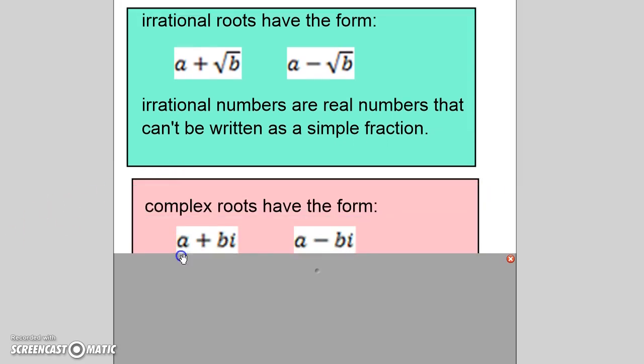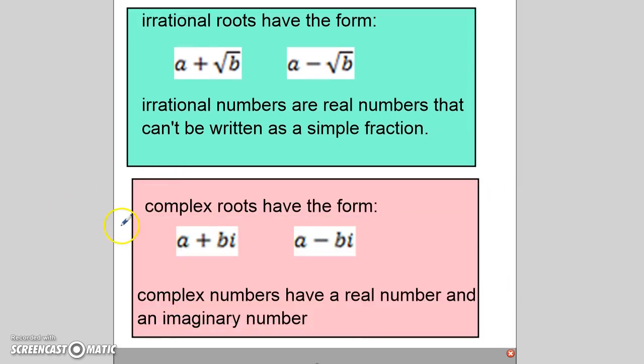The next thing we have is if we have a complex root. If we have a complex root, they're in the form a plus bi and a minus bi. Complex numbers are just numbers that have a real number along with an imaginary. You already learned this when we solved using the quadratic formula. We always had two answers from those.